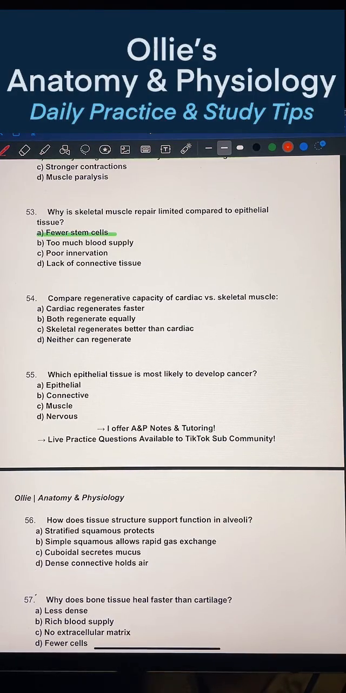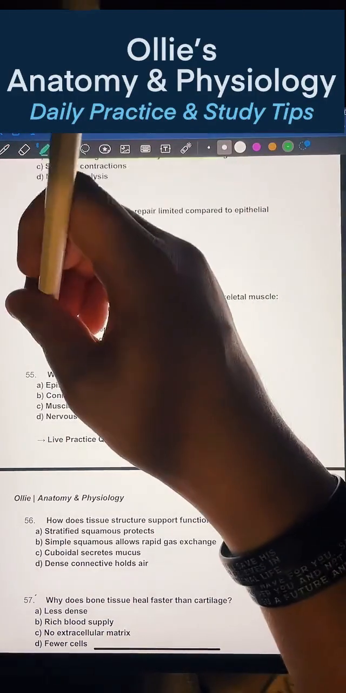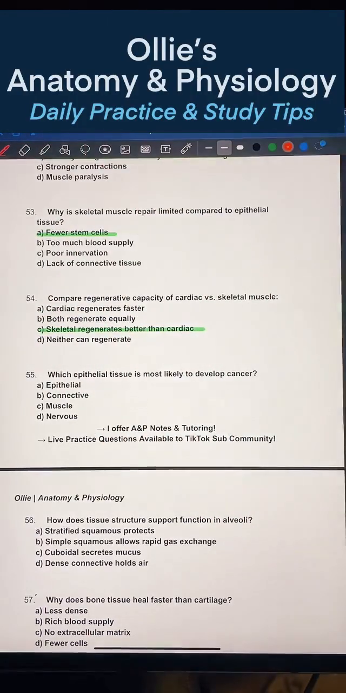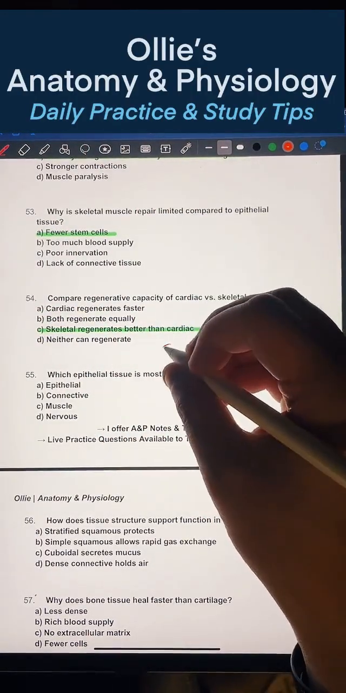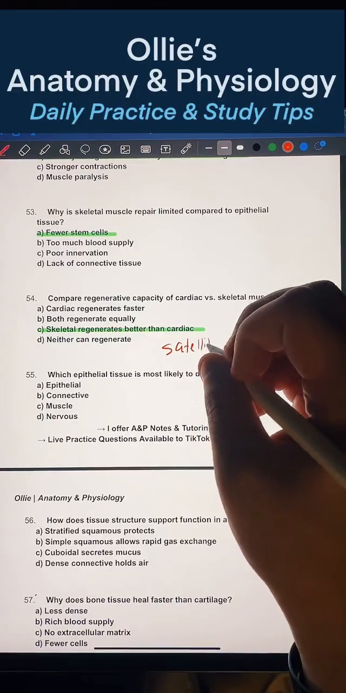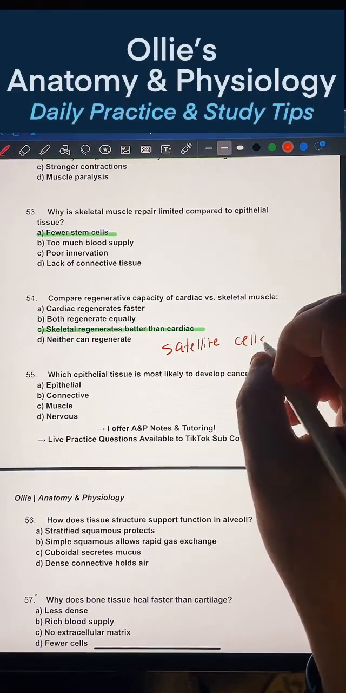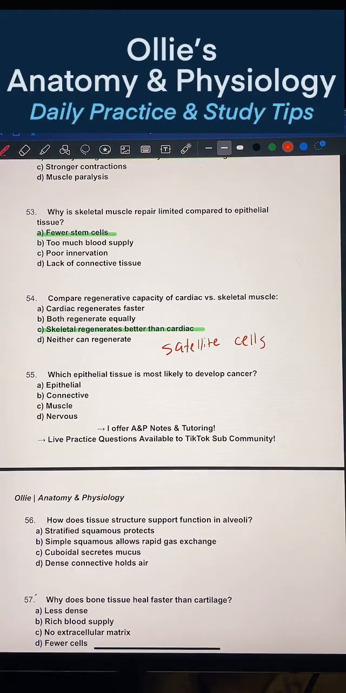And I kind of just gave the reason in a sense. I'll give you guys one moment to answer this one. A, B, C, or D, whatever you guys think. For number 54. The answer is going to be C. Skeletal regenerates better than cardiac because of those satellite cells that I mentioned earlier. Cardiomyocytes have very limited division.